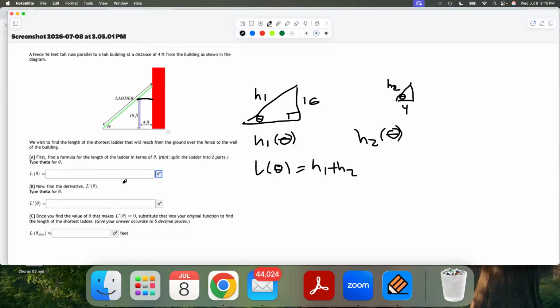You're going to take the derivative, set derivative equal to 0. You're going to have to solve a trig equation, solve that. And I think that's a good place to stop.